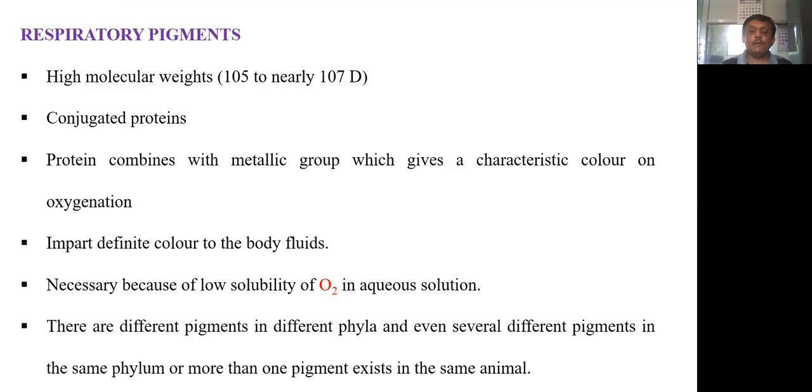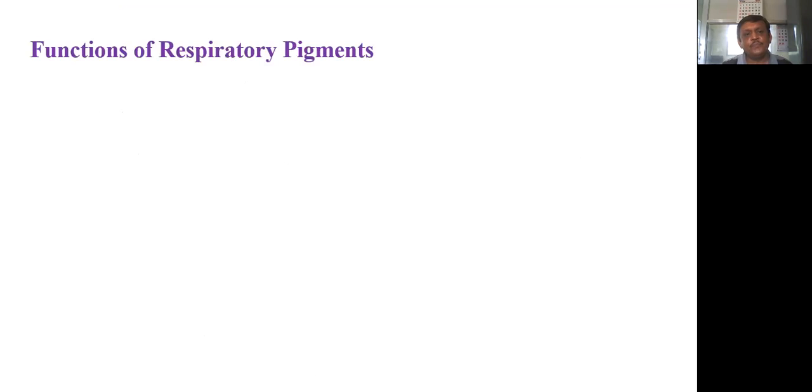There are different pigments in different phyla of animals, and even several different pigments are found in the same phylum. Or you can say one pigment exists in more than one animal also. So there is variability in the appearance and existence of respiratory pigments in one or more animal phyla.